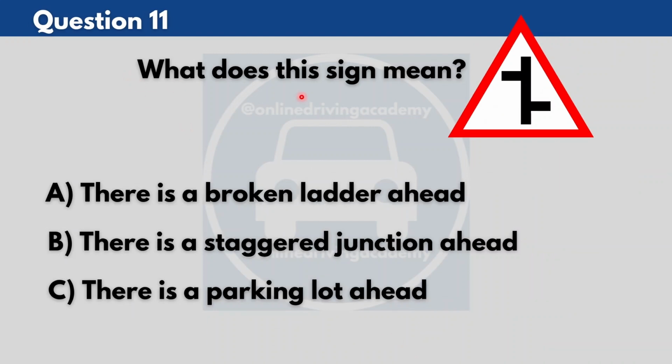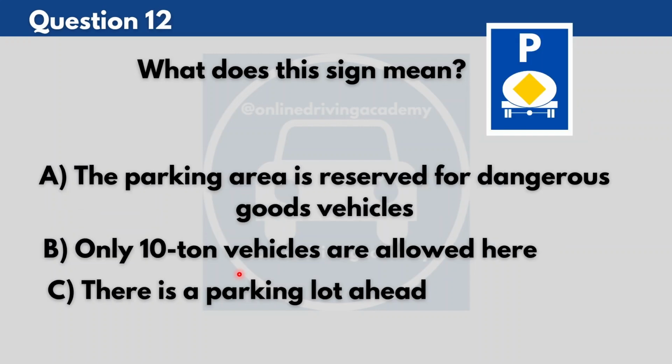Question 11. What does this sign mean? Now we can see a red border. It's a triangle shape with a white background. And you can see a lane going forward and one on the left, another lane on the left, and another lane on the right. So is it A? There's a broken ladder ahead. Is it option B? There is a staggered junction ahead. Or is it option C? There is a parking lot ahead. Correct answer will be option B.